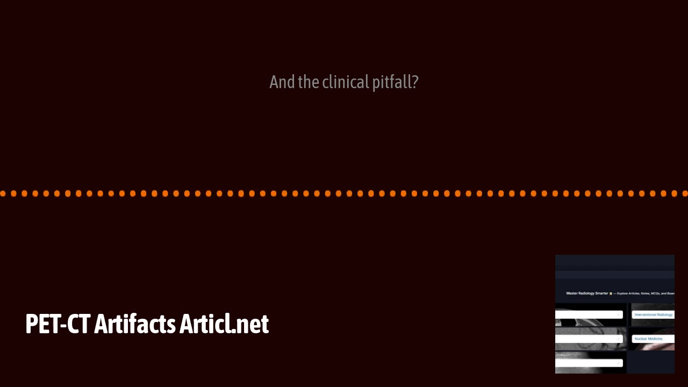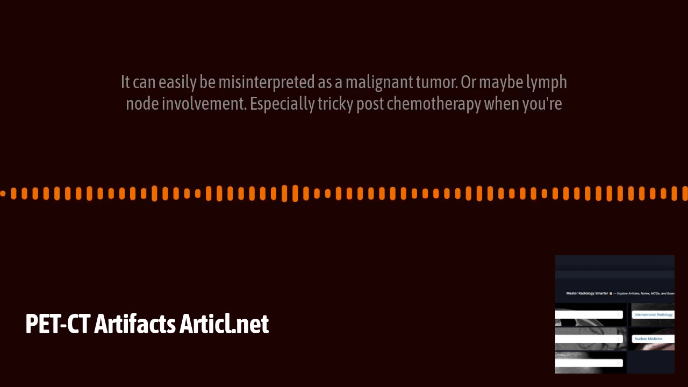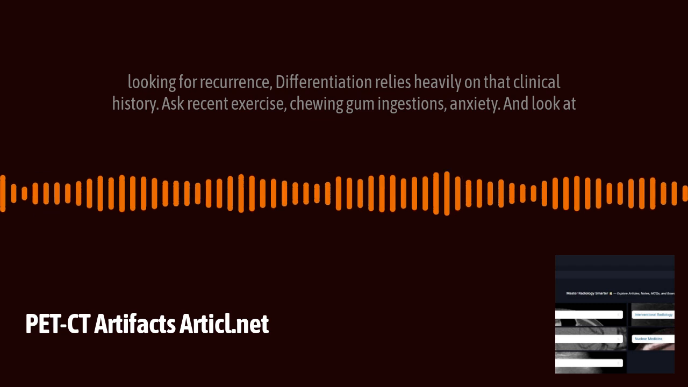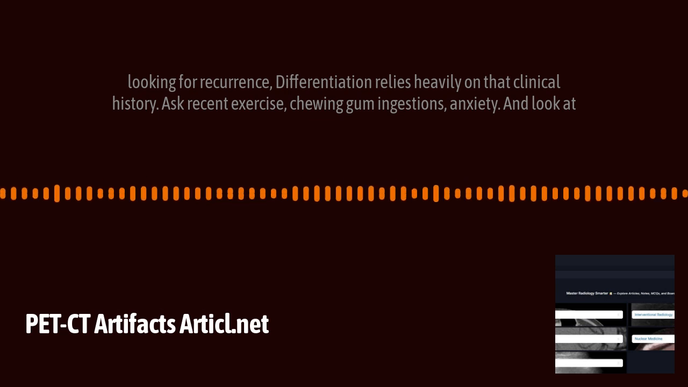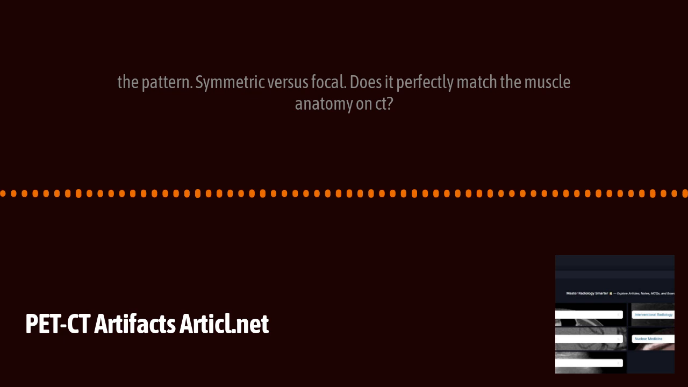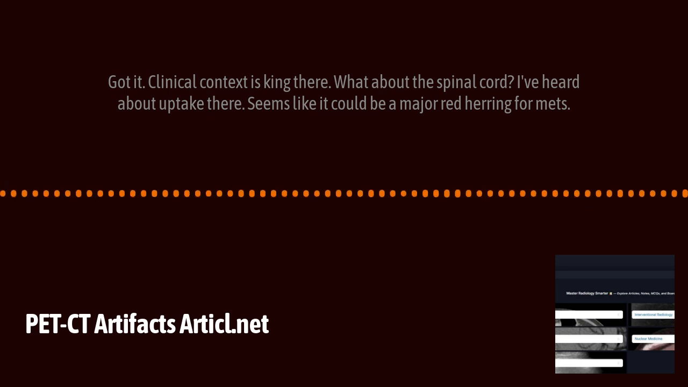And the clinical pitfall. It can easily be misinterpreted as a malignant tumor or maybe lymph node involvement, especially tricky post-chemotherapy when you're looking for recurrence. Differentiation relies heavily on that clinical history. Ask about recent exercise, chewing gum, ingestions, anxiety. And look at the pattern. Symmetric versus focal. Does it perfectly match the muscle anatomy on CT? Got it. Clinical context is king there.